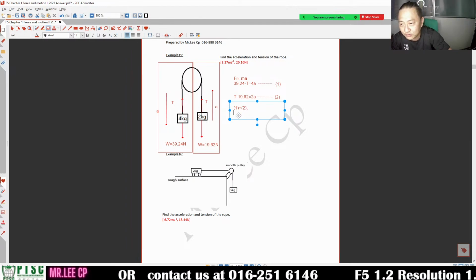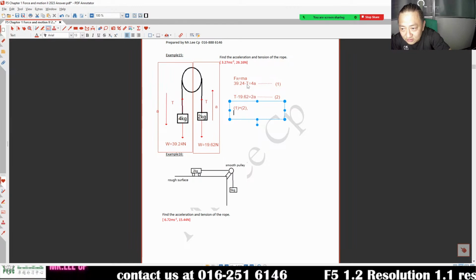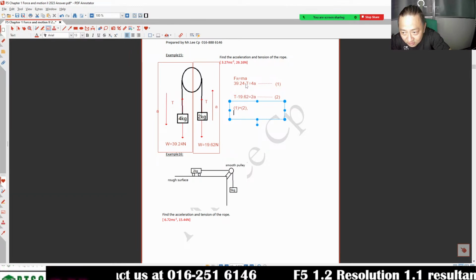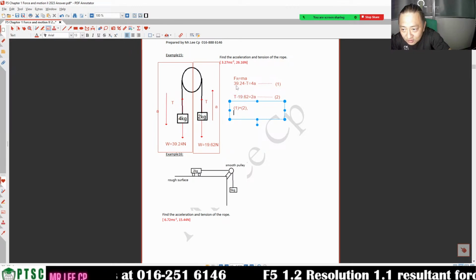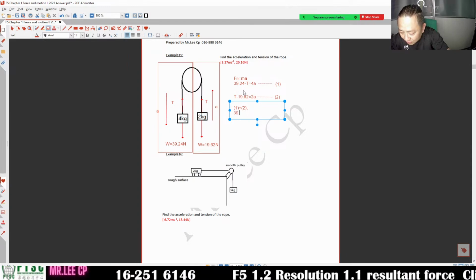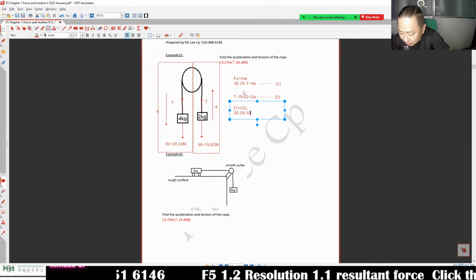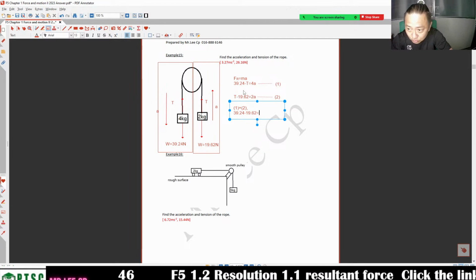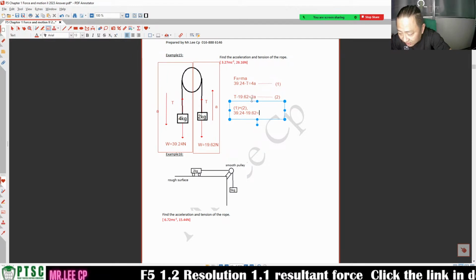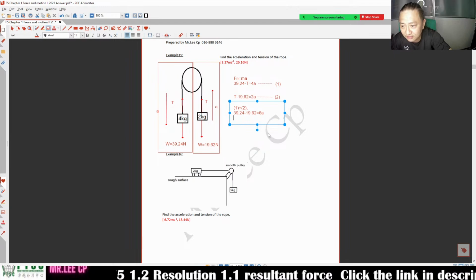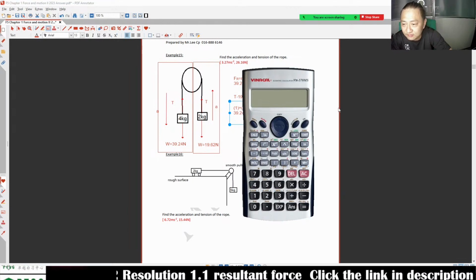Right, equation 1 plus equation 2. What will you get? This one plus this one is this one, and this one plus this one. Negative T plus T, no more. 39.24 minus 19.62 is equal to 4A plus 2A. It is 6A, right? So take out your calculator.